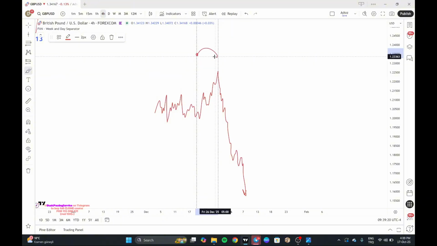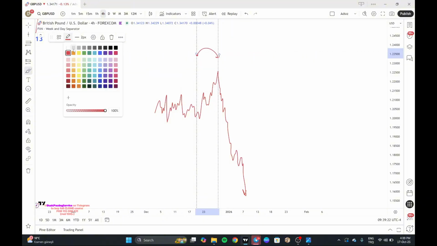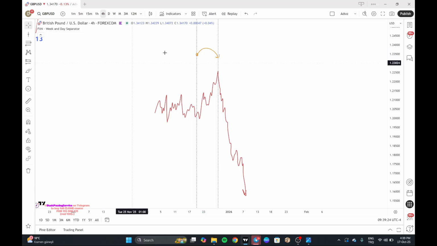Like this, you can think like this visually. You can think that like this visually. And you can combine this counting: 1, 5, 7 maybe here, and 13 here. This is lower time frame counting, by the way.